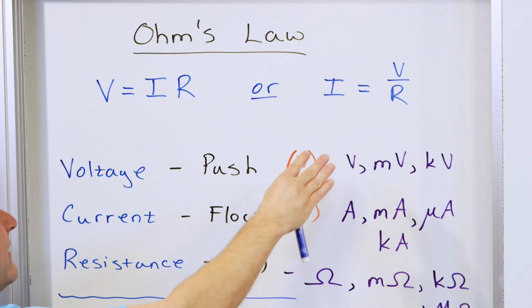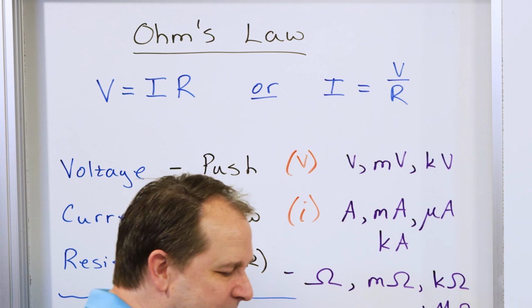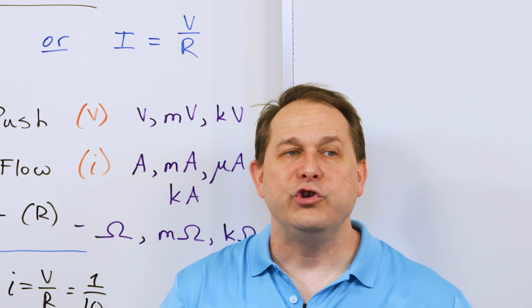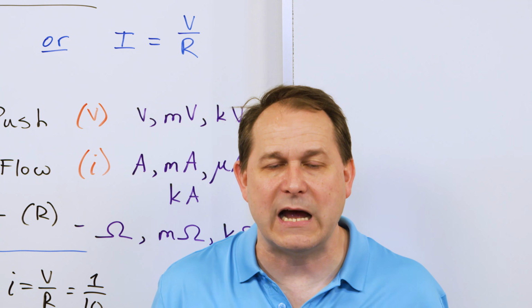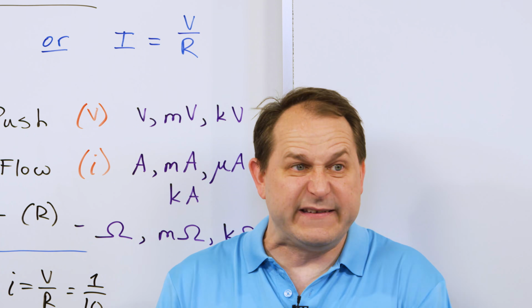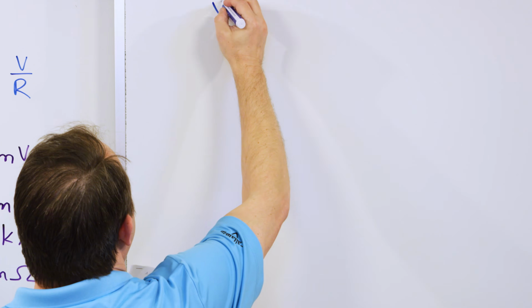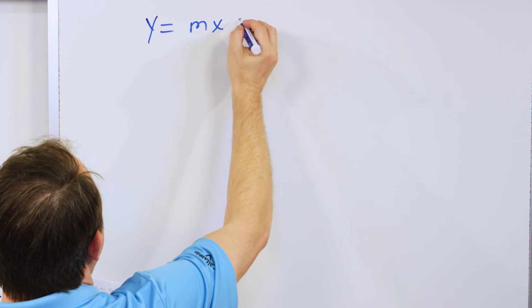This relationship is a linear relationship. What do I mean by a linear relationship? Remember back to algebra class, right? In high school, everyone spends a lot of time graphing lines. We say this is an equation of a line. What does the equation of a line look like? Right? Y equals m times x plus b.